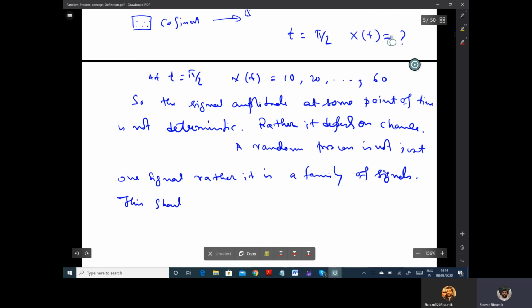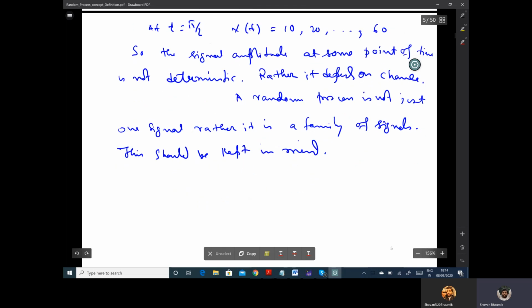This should be kept in mind, that it is not a single thing. So that is why it is called a process. A random process is not just one signal. It is a family of signals. Here it is 10 sin omega t, 20 sin omega t, 30 sin omega t, 40 sin omega t, 50 sin omega t, 60 sin omega t. So it's a family of signals.